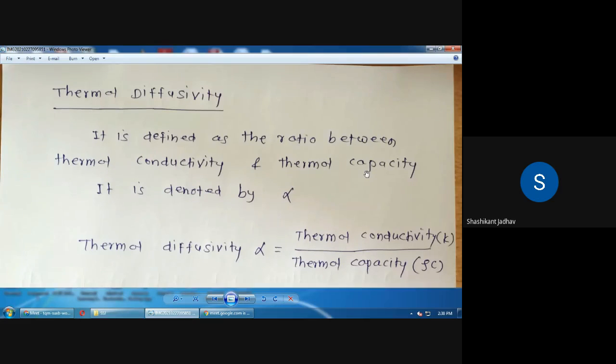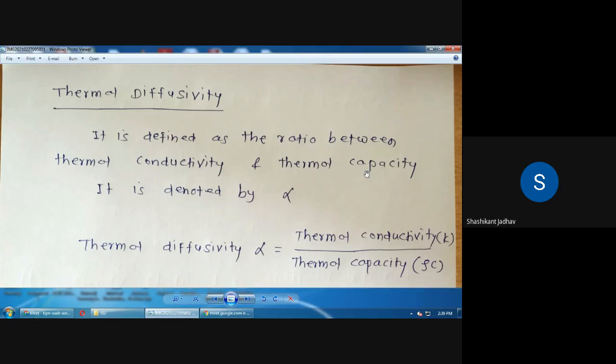In yesterday's derivation there is one point, thermal diffusivity. We have written the equation for that, alpha is equal to K by rho C. So what is the definition of thermal diffusivity? It is defined as the ratio between the thermal conductivity and thermal capacity. So write down the definition of thermal diffusivity.